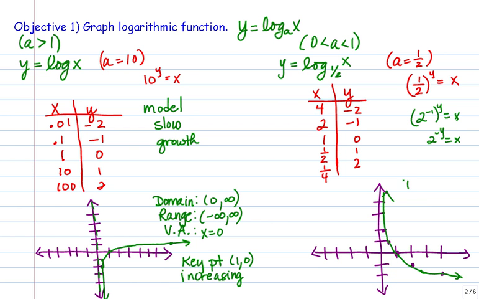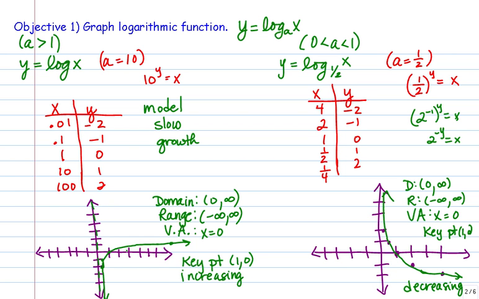So notice some similarities and a few changes. The domain is still 0 to infinity, right? The range is -infinity to infinity. There's still a vertical asymptote at x equals 0. Our key point is still (1, 0). And this time we have a graph that is decreasing. Okay? So if the base is between 0 and 1, you're going to have a decreasing function. If it's greater than 1, you're going to have an increasing function. Other than that, a lot of the properties are the same.